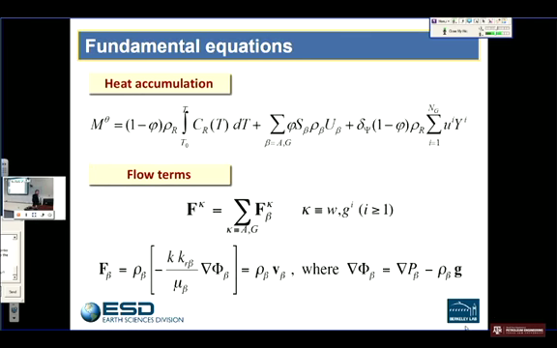Heat accumulation. We have to account for the contribution of the rock, and then, of course, the internal energy of the fluids, plus the internal energy that is associated with the sorbed gas. In terms of flow, what you see over here is, in essence, the component flow is equal to the sum of the contributions of the different components in the phase fluxes.